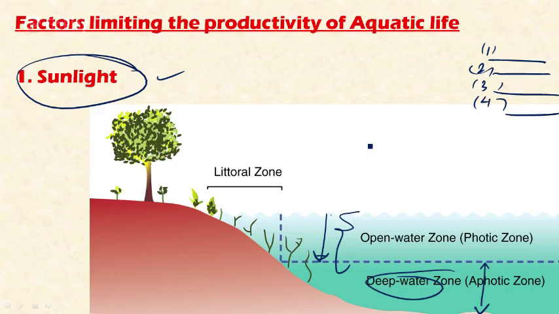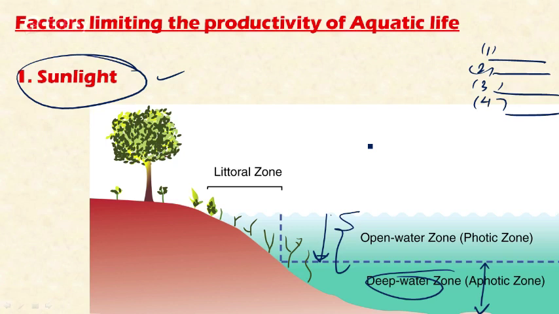This photic zone depends on the transparency of the water. If there is more turbidity, more silt, more clay in the water, the photic zone is restricted to only a small portion of the water body.